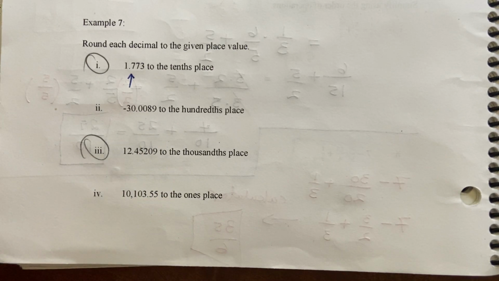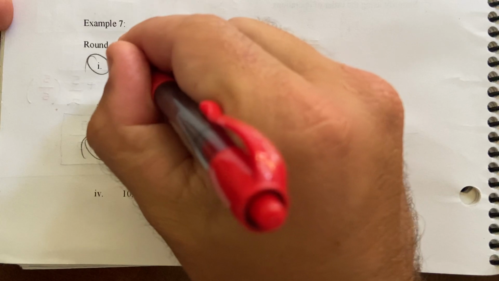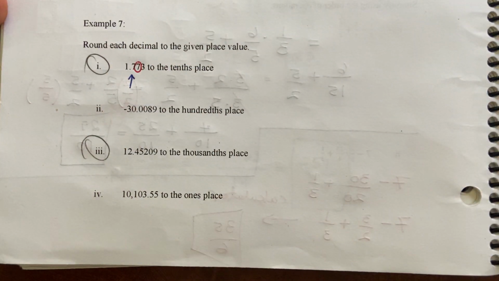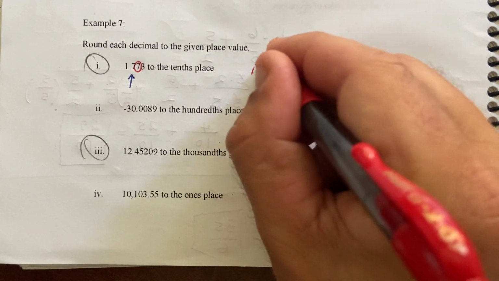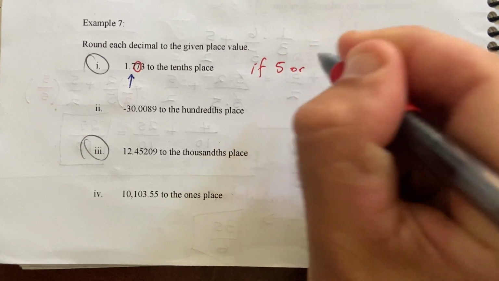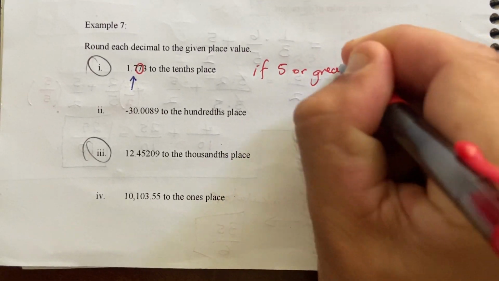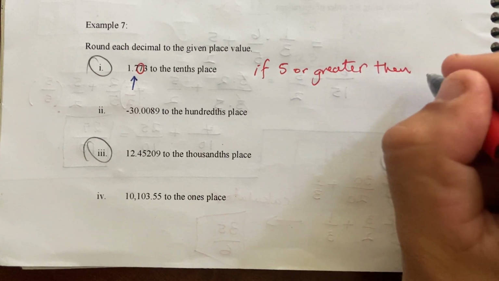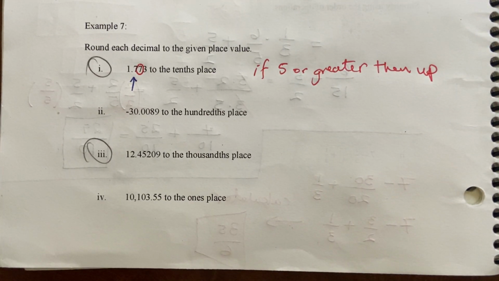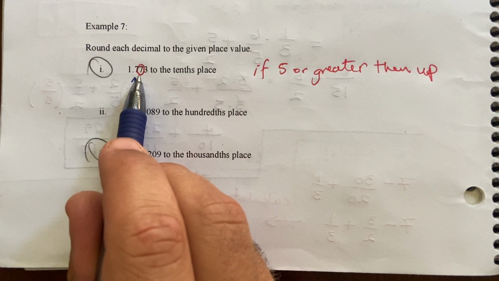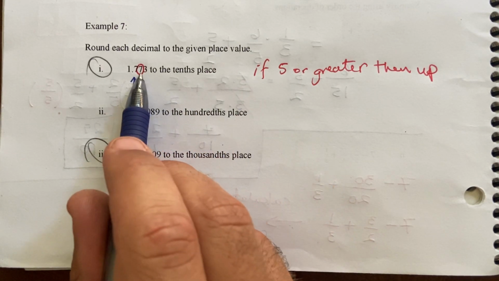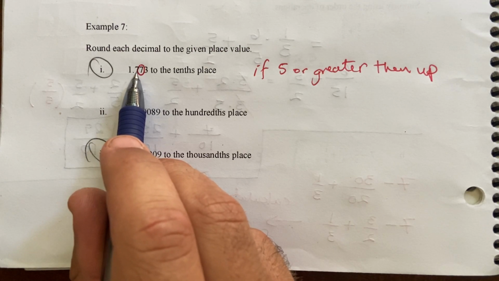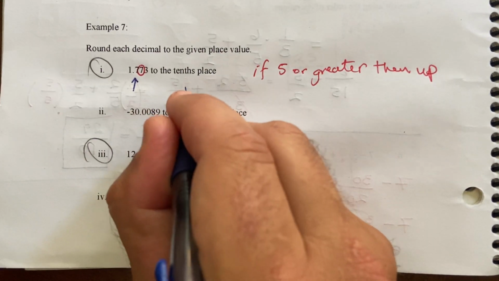So what we do is we look to the digit directly after the place value we care about. If this value is 5 or greater, then we round up. In this case, we have 1.77. I'm looking at the 7 I circled, that 7 is 5 or greater. So that means I'm going to round this next 7 up to an 8. So 1.8.